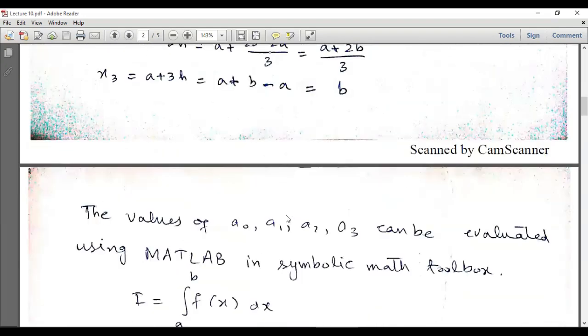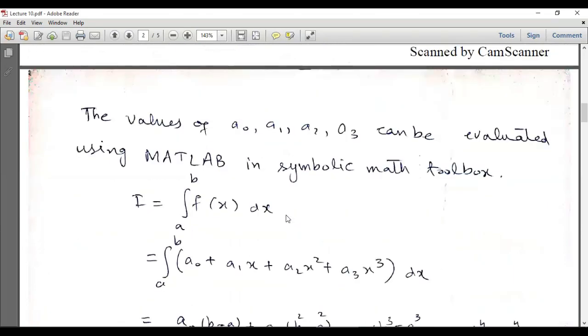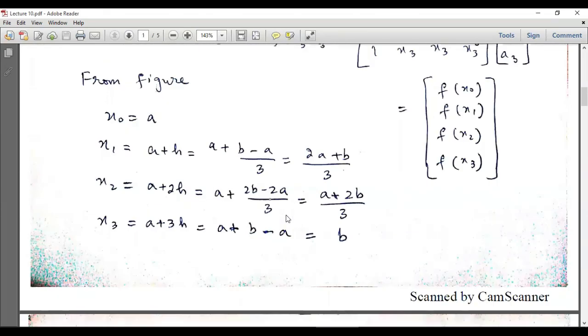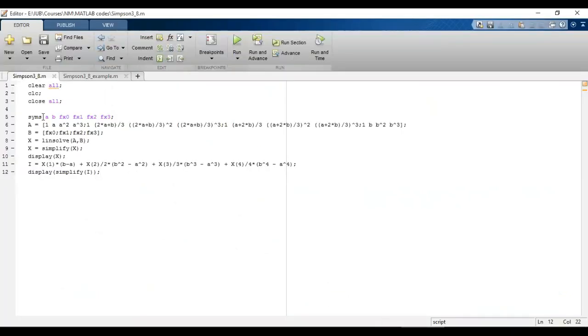These four unknowns can be evaluated by using MATLAB again, and this is the code. Here we have a, b, f of x0, f of x1, f of x2, and f of x3. These are our six variables, and this is our A matrix and this is our b column vector. x will be evaluated by using the command solve(A, b), and then we will simplify this x and display its value.